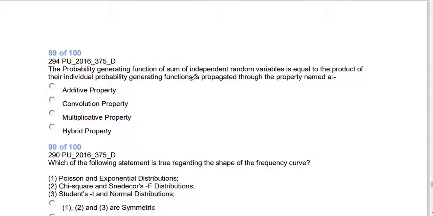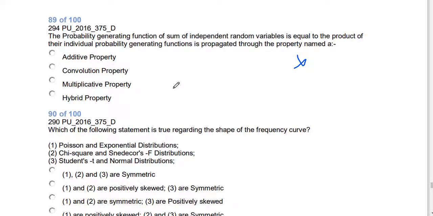The probability generating function, this is a repeated question I think. Okay, the probability generating function of a sum of independent variables, additive rule. Additive, I have confusion on this point, you can check it.